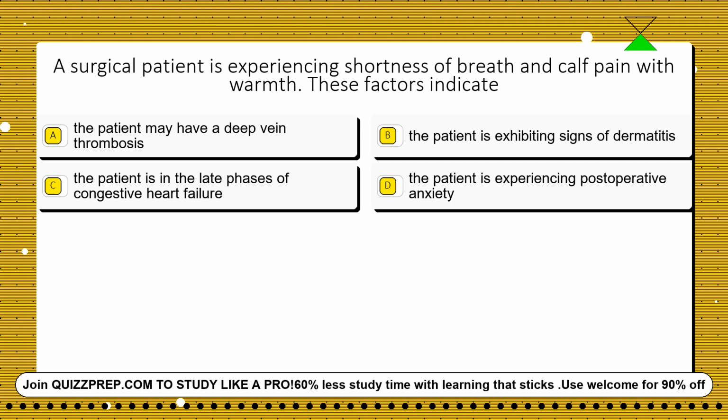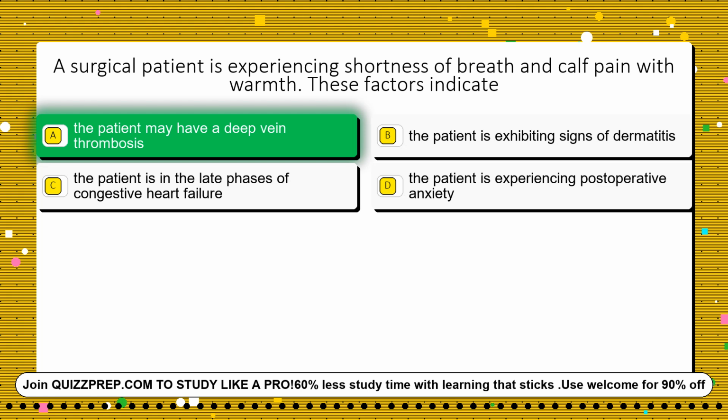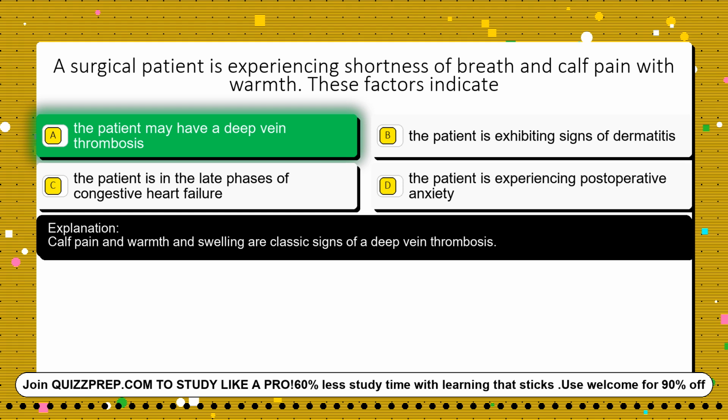Question 81. A surgical patient is experiencing shortness of breath and calf pain with warmth. These factors indicate: Option A, the patient may have a deep vein thrombosis. Option B, the patient is exhibiting signs of dermatitis. Option C, the patient is in the late phases of congestive heart failure. Option D, the patient is experiencing postoperative anxiety. The correct answer is option A, the patient may have a deep vein thrombosis. Calf pain and warmth and swelling are classic signs of a deep vein thrombosis.